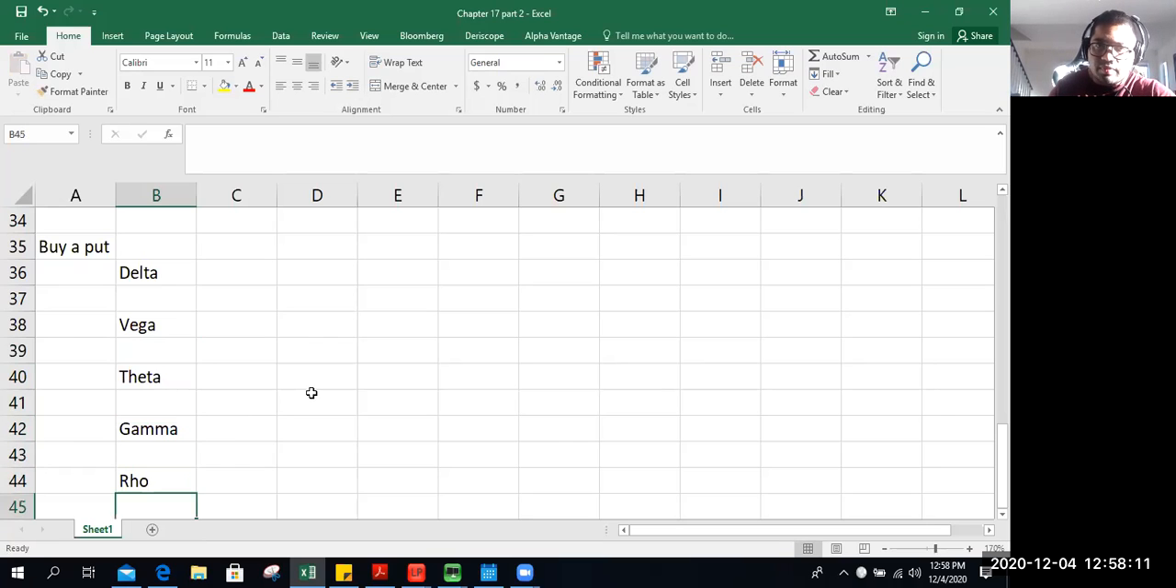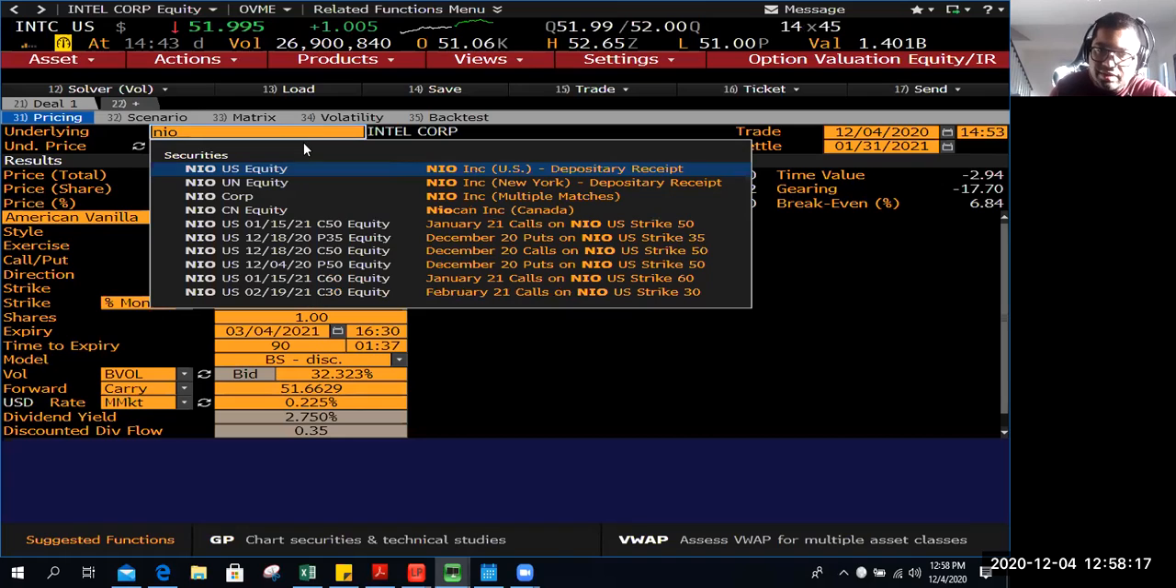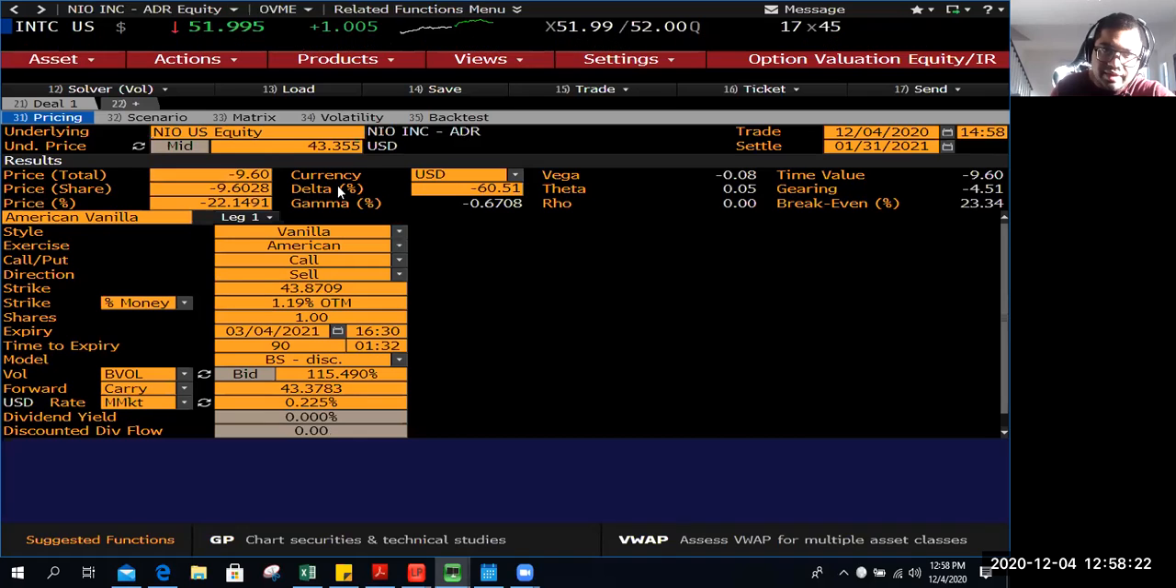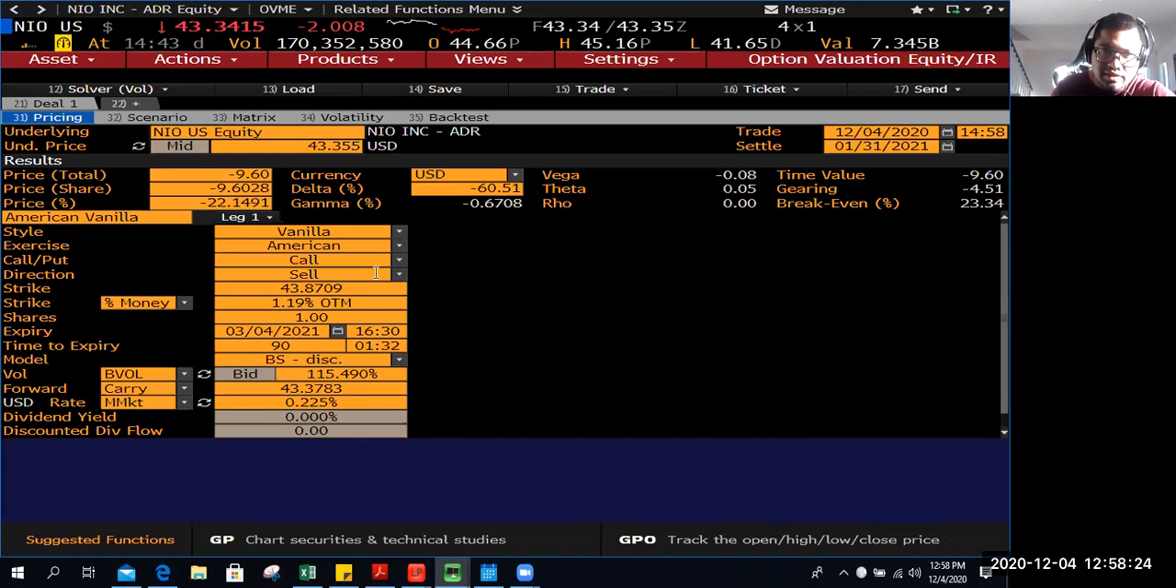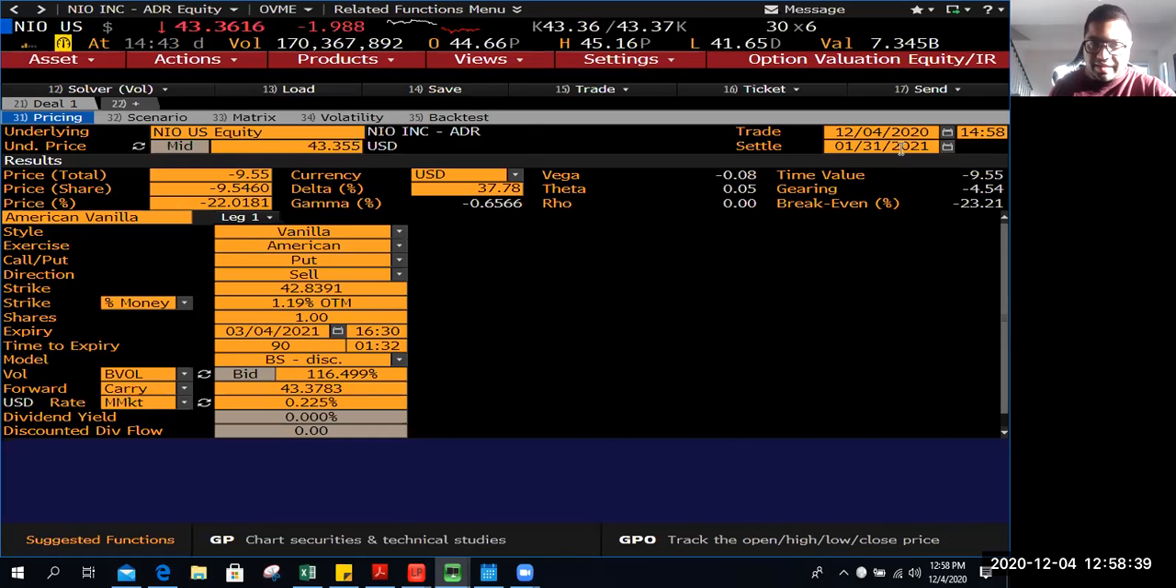Let's look at some company that may fold. NIO. NIO is a Chinese company. Chinese stocks have a risk where they may get delisted from the exchange. Right now it's not fixed yet, but let's say we are buying a put on NIO. The price is $9 right now. We are buying a put. Expiry is 31st Jan. So things are given.